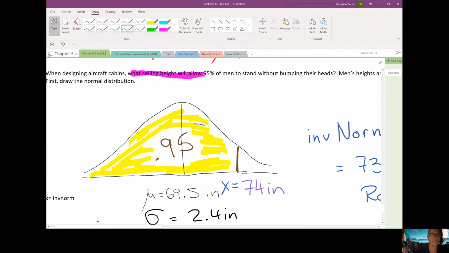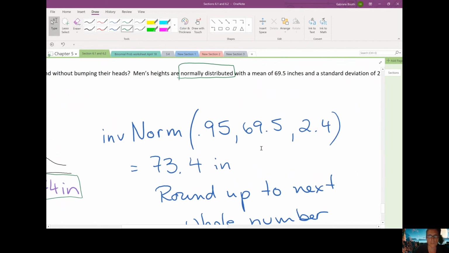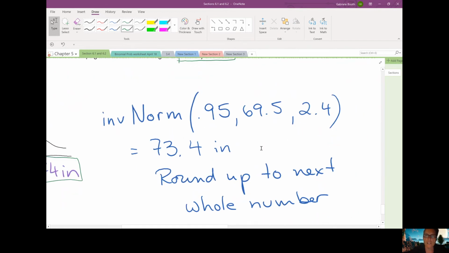Okay, so what is the height that will allow 95% of men to stand? So we're looking for X here. We're looking for X, the height. We have 0.95, which is just about the entire bell-shaped curve. We have the men's heights and the standard deviation, in this case inv norm 0.95, 69.5 for the mean and the standard deviation.